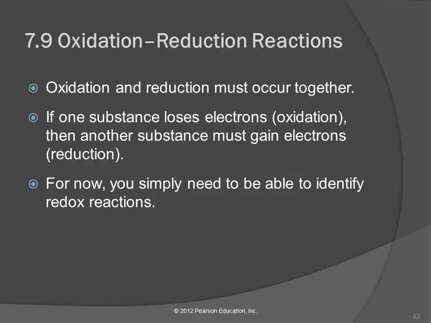So oxidation and reduction have to happen together. You can't have oxidation without having reduction. There are electrons being transferred. If one substance loses the electrons, another substance has to gain the electrons. We don't have electrons just floating around randomly. If something gains in electrons, those electrons had to come from somewhere. Something had to lose them.